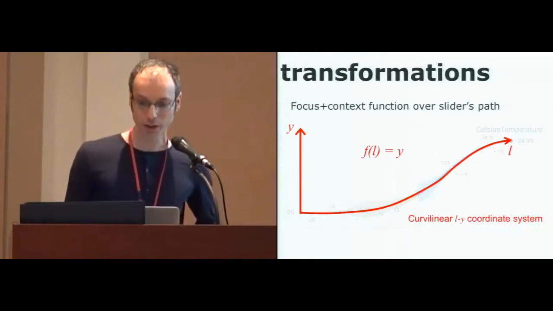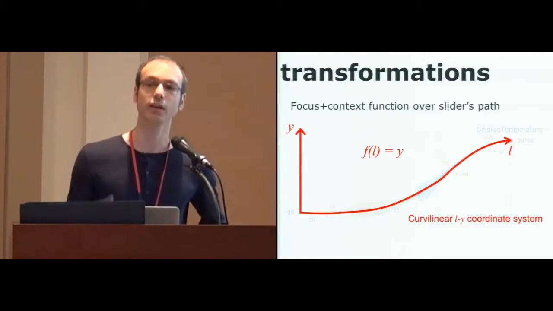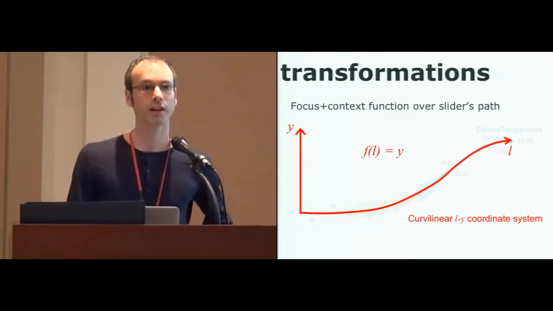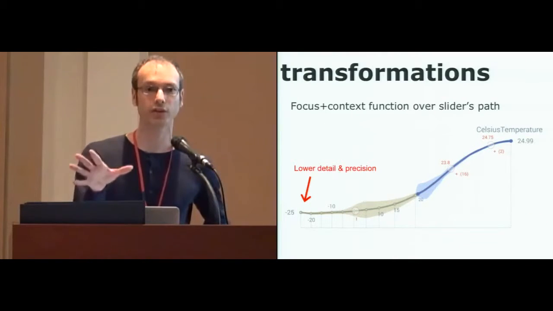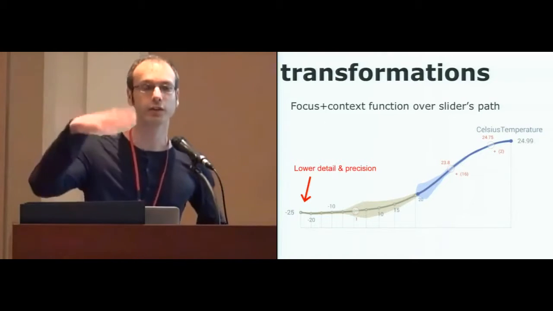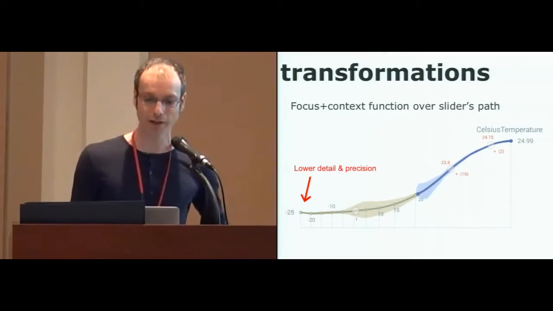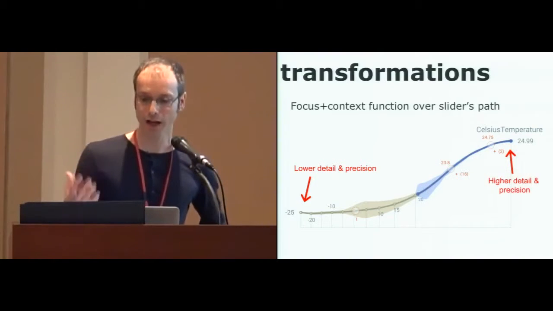And the way that we define transformations, we use a curvilinear coordinate system. This avoids the problem of having curves that do not define valid transformation functions. Then we first apply this transformation to the slider itself. In this way, you can see that near the valleys of the slider we have lower detail and precision, while near the peaks of the slider we have higher detail and precision.